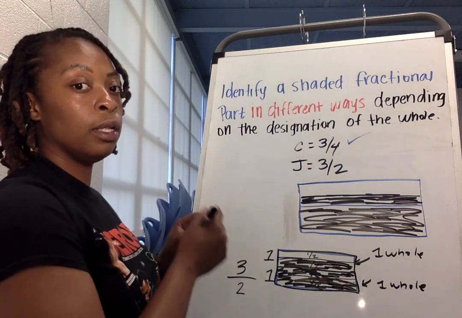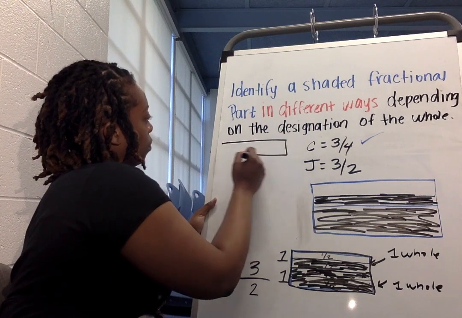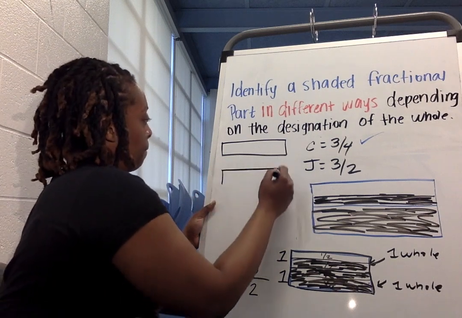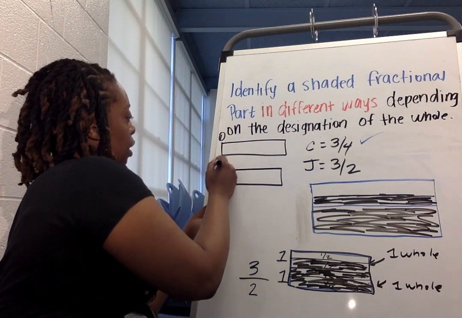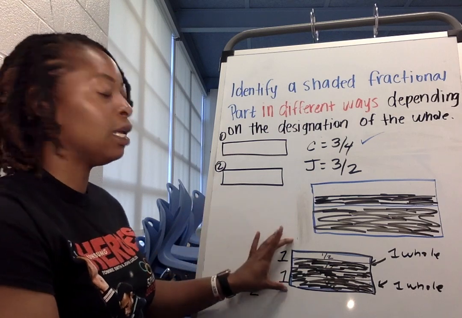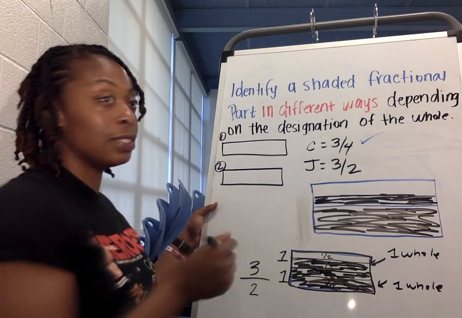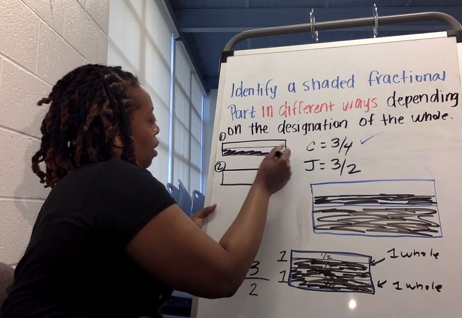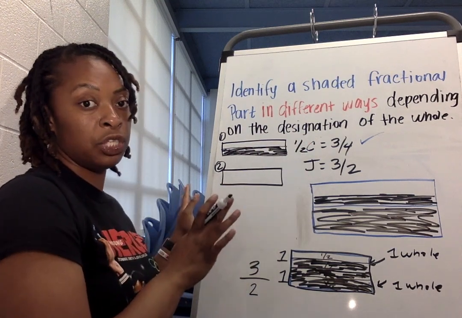Watch the way that I draw my rectangles up here. One rectangle. Two rectangles. Rectangle 1, rectangle 2. Do y'all understand that? Rectangle 1, rectangle 2. It's the same thing here. I just separated them. Now I'm going to split these rectangles into halves. Half. And I'm going to shade that half. So one half of this rectangle is shaded.